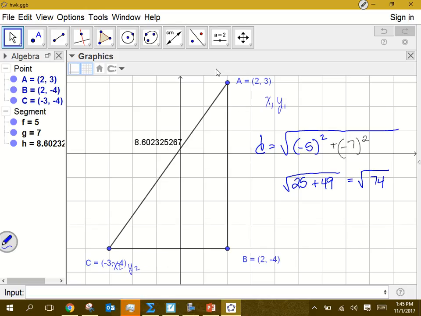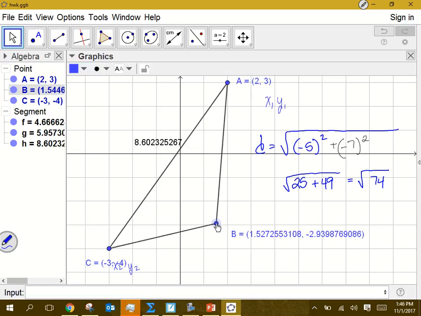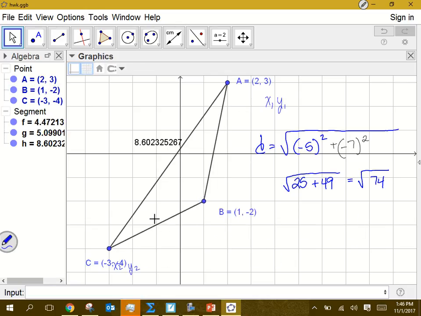So that's how you would find A to C. Now, if your triangle was not a right triangle, you would do the exact same process for finding this segment here, BC. Does that make sense? You just let B be x1, y1, and C be x2, y2, and you go through the exact same process again.